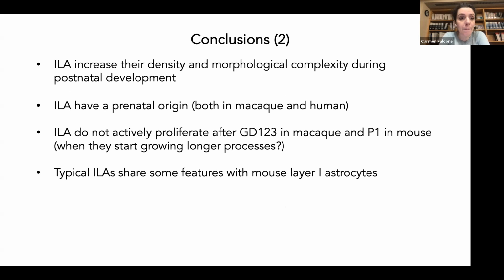And in conclusion, to conclude the second part on development, what I told you was that they increase their density and morphological complexity during postnatal development, but they are born prenatally, both in macaque and human, and they actively proliferate for a while when they reach their final destination. But after gestation day 123, they do not proliferate anymore, which is exactly the moment in which they start growing longer processes. And typical interlaminar astrocytes share only some features with the mouse layer 1 astrocytes. So we cannot really use mouse as a model for these interlaminar astrocytes.